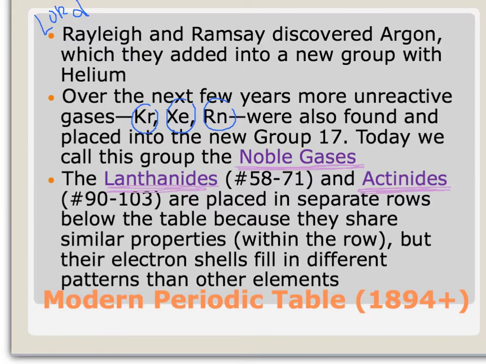But primarily it's because their electron shells fill in a completely different pattern than all the other elements on the table. And so they've been grouped kind of off there on their own, but with other elements of similar electron patterns.